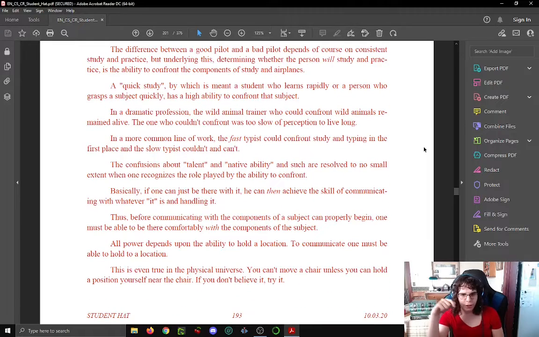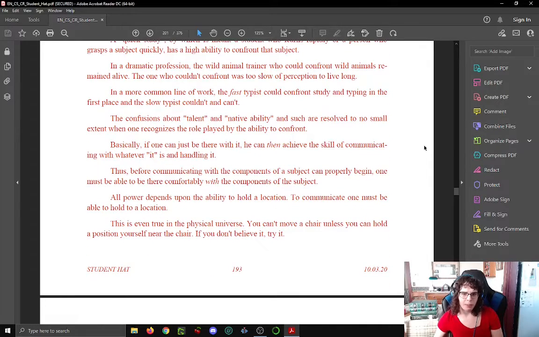In a more common line of work, the fast typist could confront study and typing in the first place, and the slow typist couldn't and can't. Maybe the slow typist is still learning how to study, is still learning how to be a typist. They might be slow because they don't know yet. But as they learn and practice, it will get better. The confusions about talent and native ability and such are resolved to no small extent when one recognizes the role played by the ability to confront. Basically, if one can just be there with it, he can then achieve the skill of communicating with whatever it is and handling it. Thus, before communicating with the components of a subject can properly begin, one must be able to be there comfortably with the components of the subject.